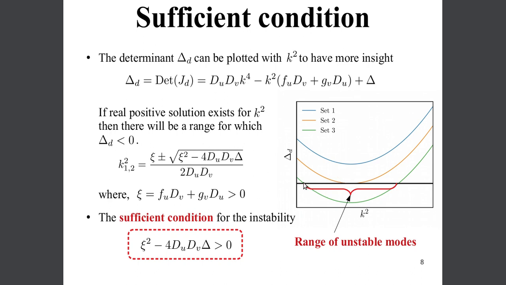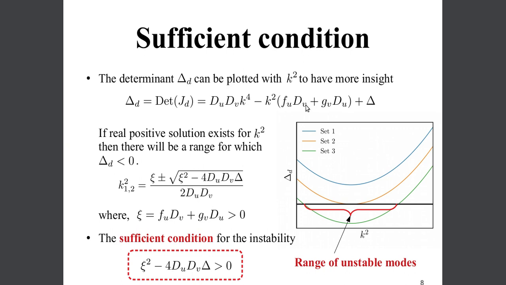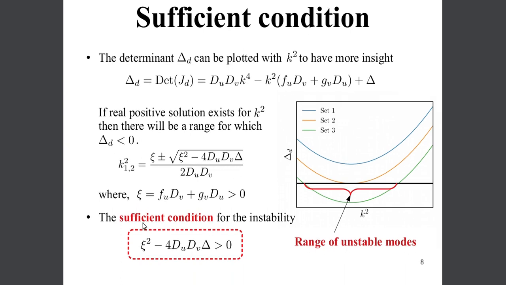One of them is k square 1 and another is k square 2. So you have this range for which delta d is negative, and if that happens, it means this is the sufficient condition to have instability. Now for this you can see xi is positive, because we have just proven that it must be positive if the necessary condition is satisfied.